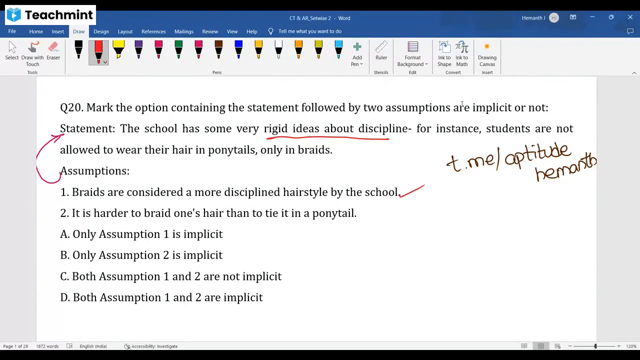Okay, that's correct. The second one, that it is hard, they are not focusing on that. They don't want to trouble the students. They feel that the braid hairstyle is okay, well disciplined compared to a ponytail. So they don't want to put the students in a hard position, not like that. That's not their assumption. So only the first one is correct. While giving the statement, what is that person assuming?